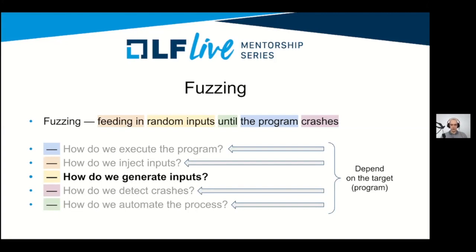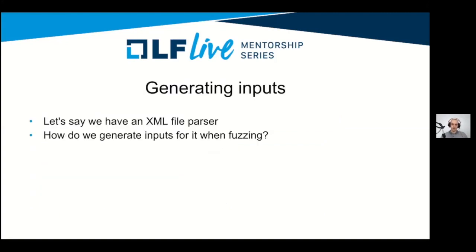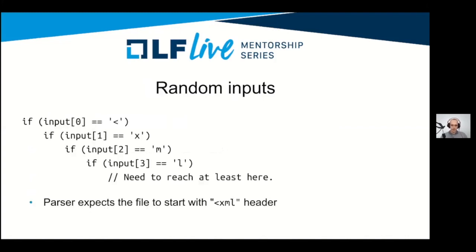And this is one about generating inputs. So let's look at an example. Let's say you have an XML file parser. How do we generate inputs for it if we're going to fuzz it? The most simple idea that comes to mind is to just generate random data. Unfortunately, generating random data doesn't always work.